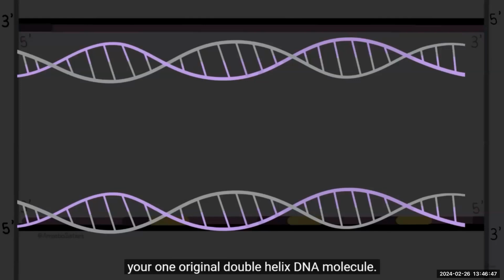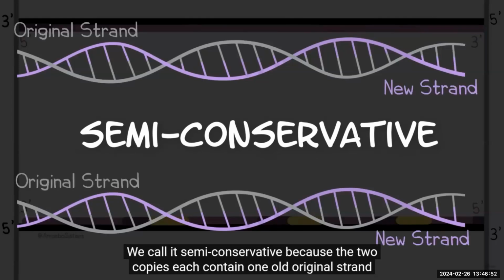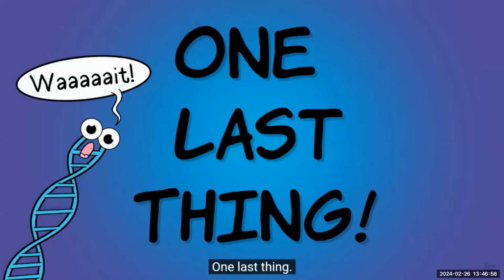At the end of replicating, you have 2 identical double helix DNA molecules from your one original double helix DNA molecule. We call it semi-conservative because the 2 copies each contain one old original strand and one newly made one.